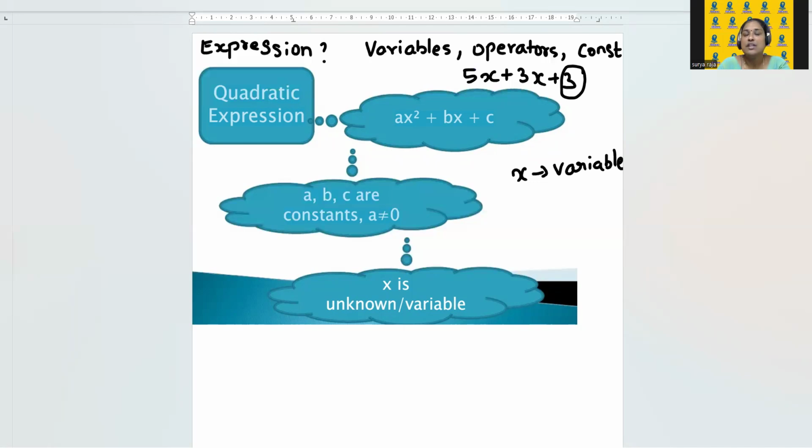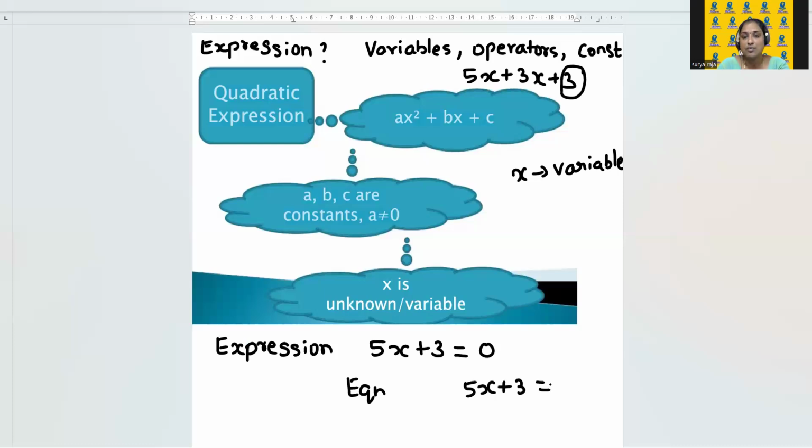Okay, what is the difference between an expression and an equation here? Expressions are nothing but a combination of terms. Like I said before, we have only variable, operator, constant. When it comes to an equation, we use the equal sign, whether it is equal to 0 or equal to any other expression. So this is the main difference between an expression and an equation.